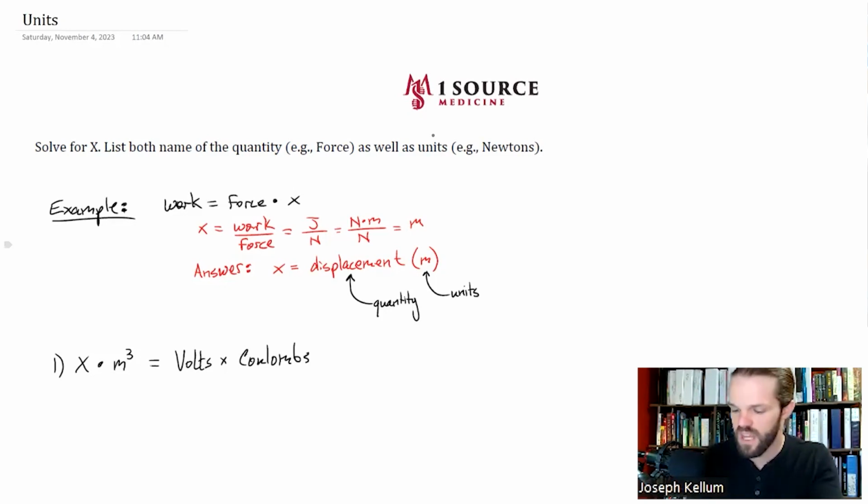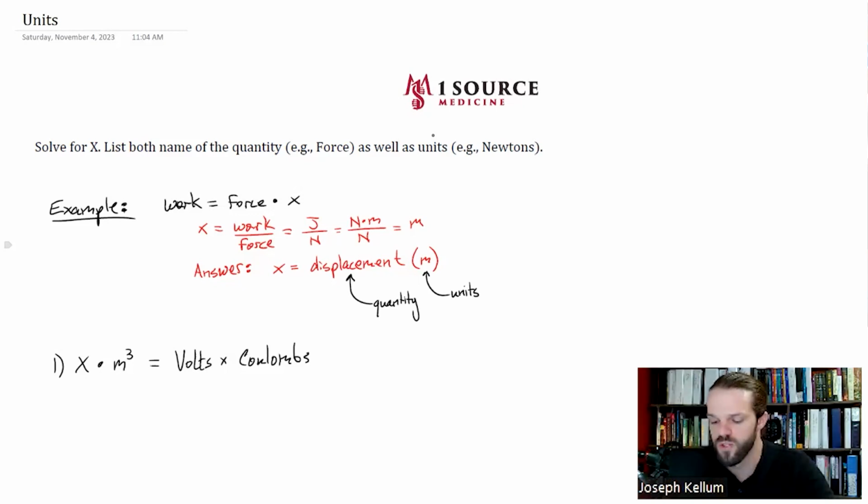So in the case of work equals force times X, we could go ahead and say, well, work divided by force is X, right? Since our assignment is to solve for X. And then if we still don't know that equation, we can say, well, all right, work is in units of joules, because work and energy are the same thing, and force is in units of newtons. And so then I also know that joules breaks down into newtons times meters, right?